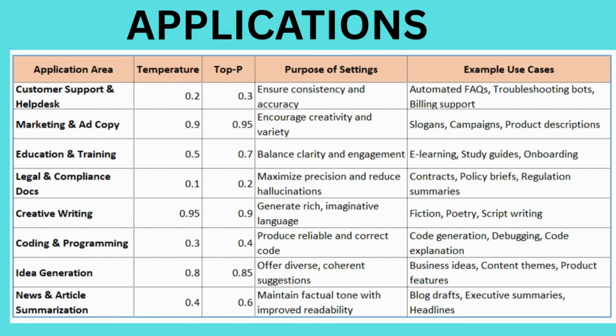In areas like legal documents or coding, we go the other way, low settings to keep output precise and reliable. And then for things like idea generation or article summarization, it's about striking the right balance. Basically, you tune these dials depending on whether you want the AI to be safe, smart, or super creative.